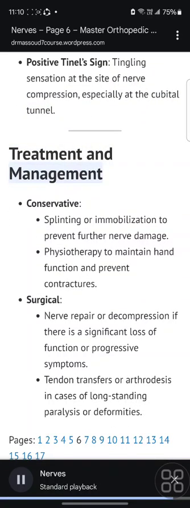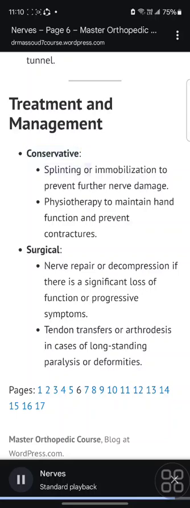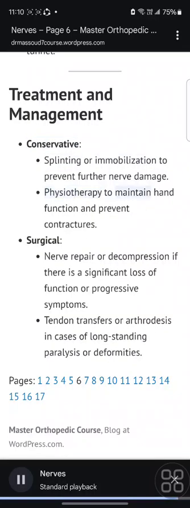Treatment and management. Conservative: splinting or immobilization to prevent further nerve damage. Physiotherapy to maintain hand function and prevent contractures. Surgical: nerve repair or decompression if there is a significant loss of function or progressive symptoms. Tendon transfers or arthrodesis in cases of long-standing paralysis or deformities.